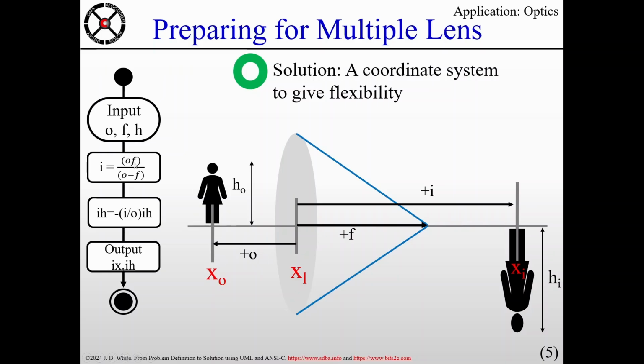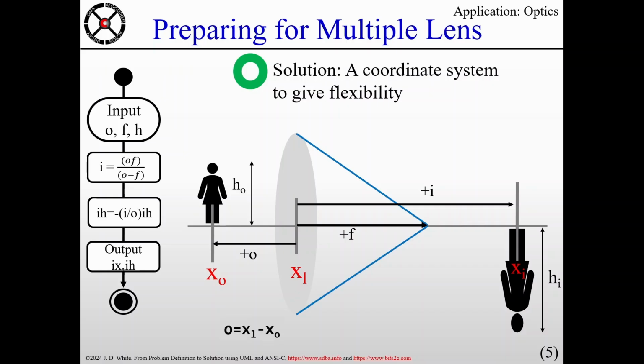Once I have that, I can then calculate how far the image is away from the lens. And so I just have to add that image distance, x1 plus I. That will give me the position of the image. Okay? So those are the two additional steps that I need.